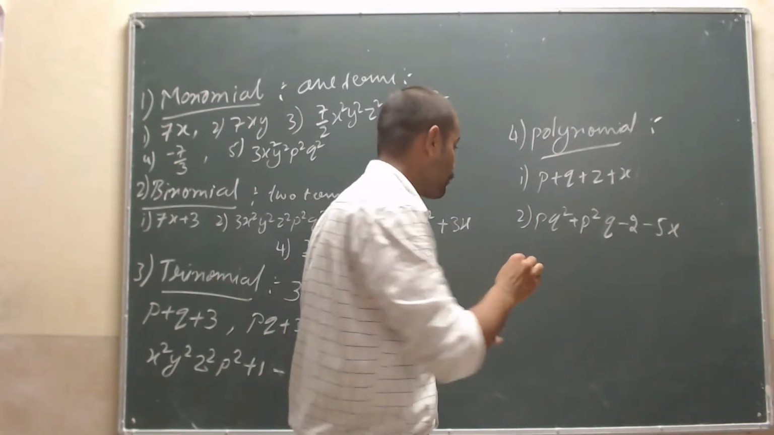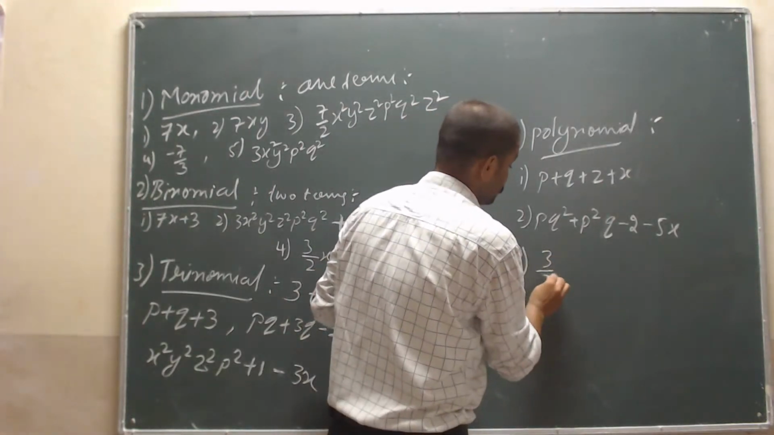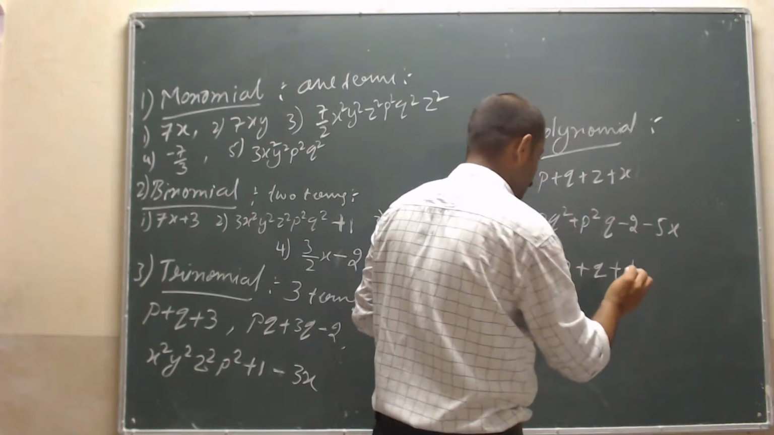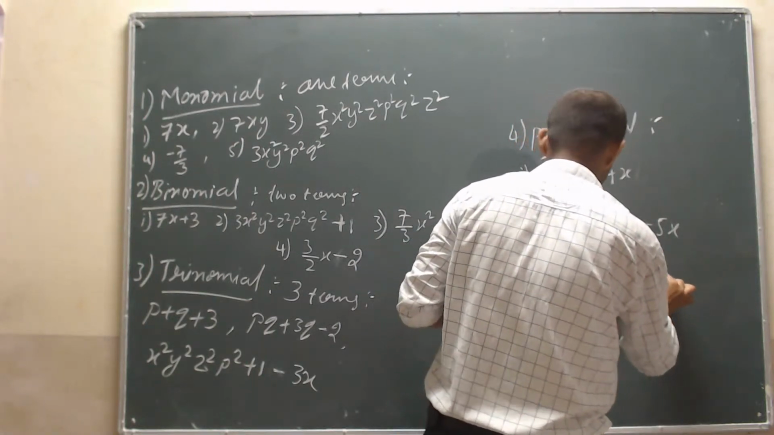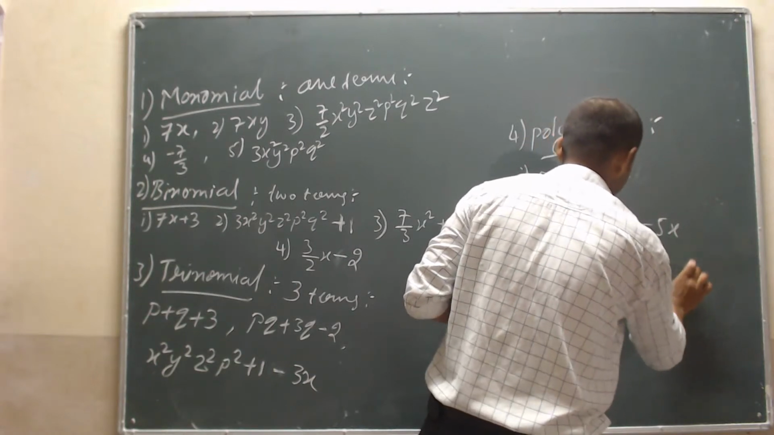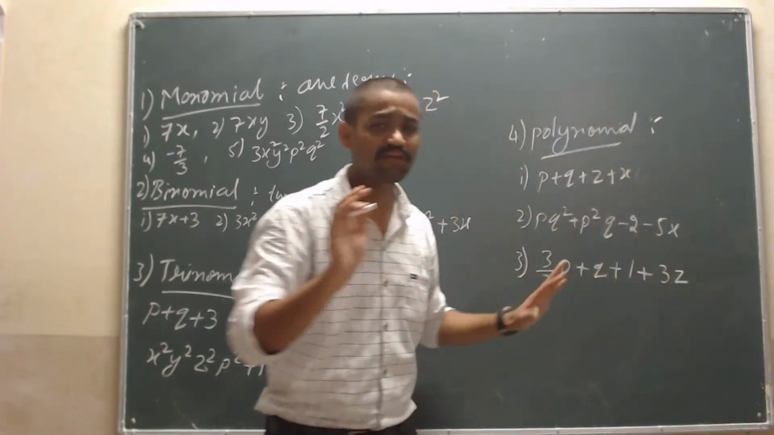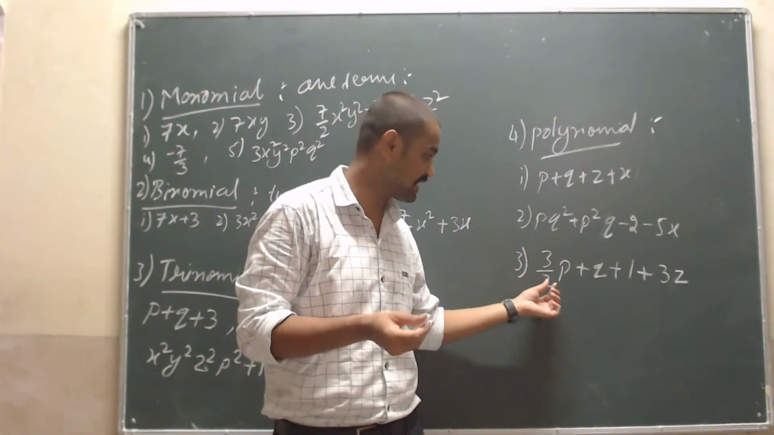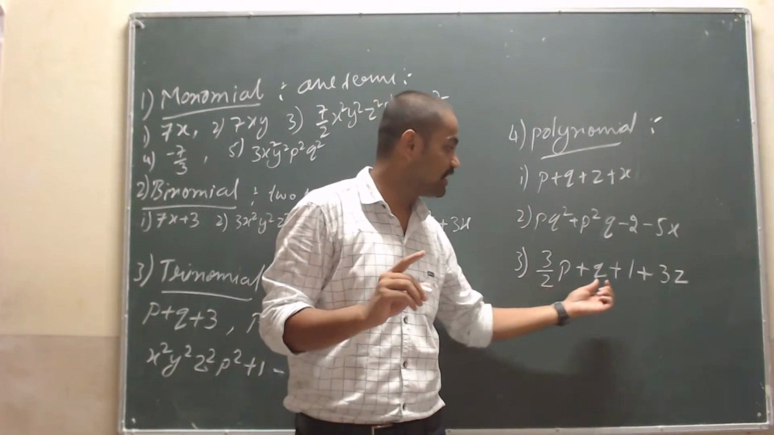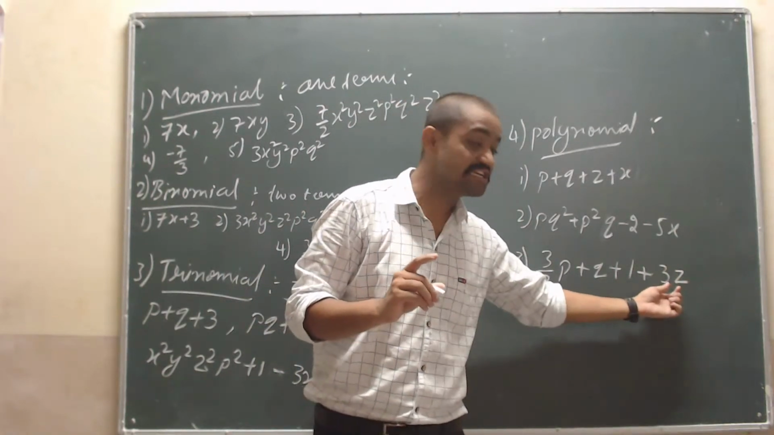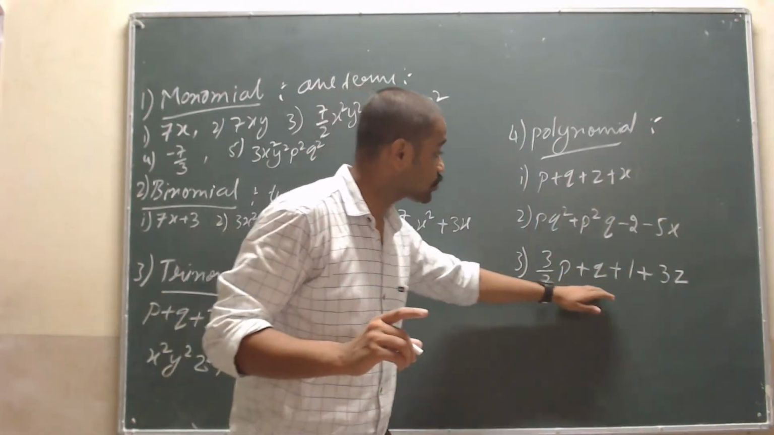Is it clear? Then one more example, the third one: 3 by 2 p plus q plus 1 plus 3z. Any alphabet, but that must be different. If it is different, okay. Then you will understand here. That is 3 by 2 p is one term and q is one term and 1 is one term. 3z is one term. How many terms? 1, 2, 3, 4.